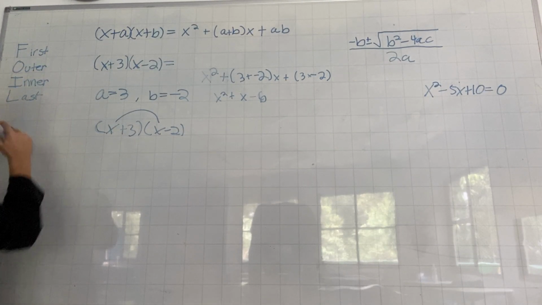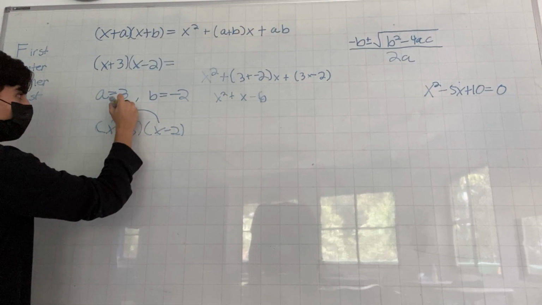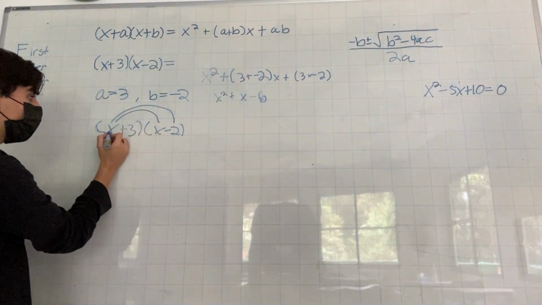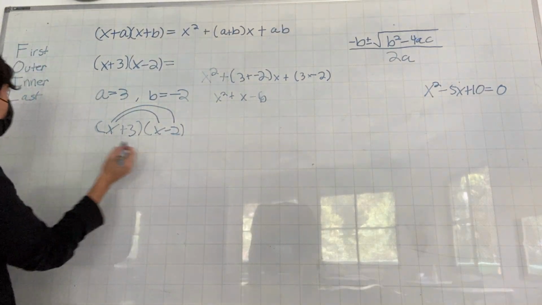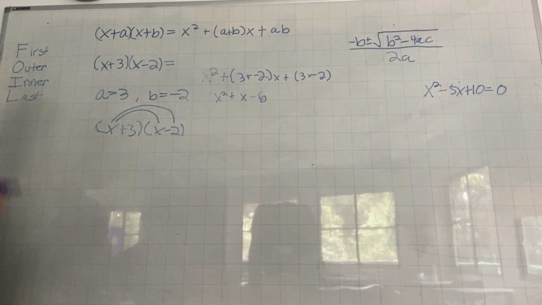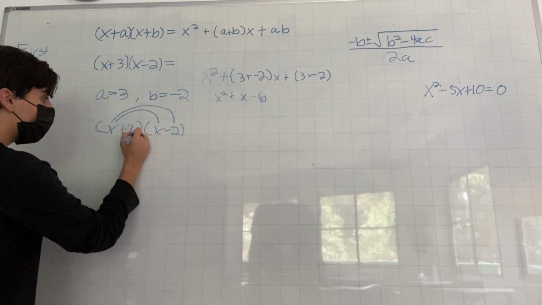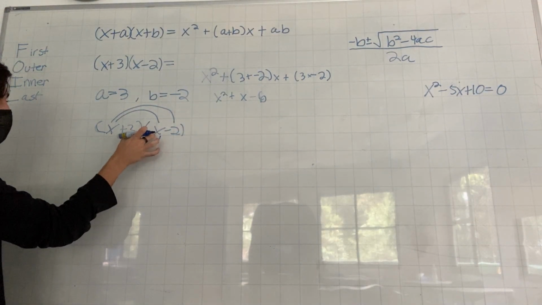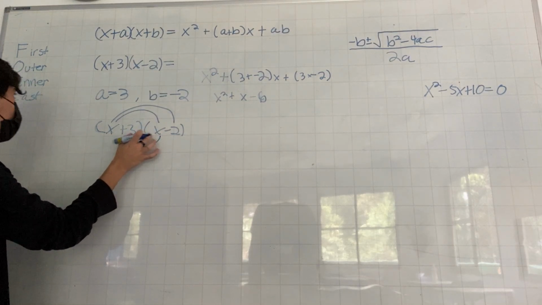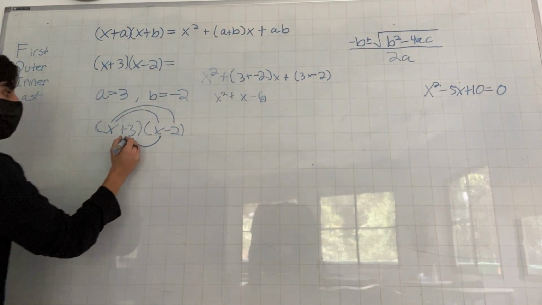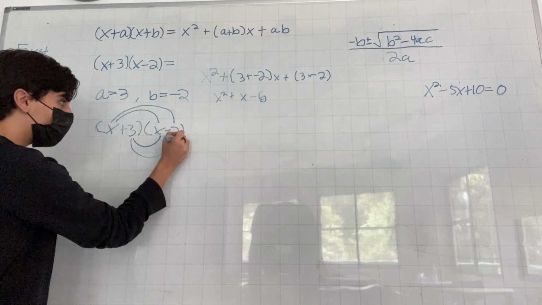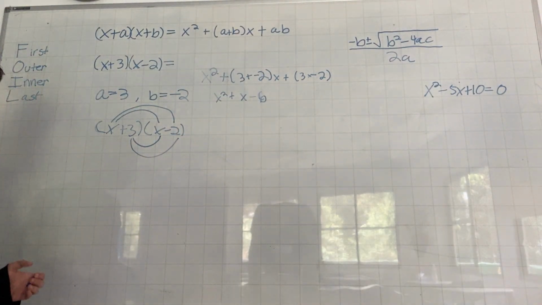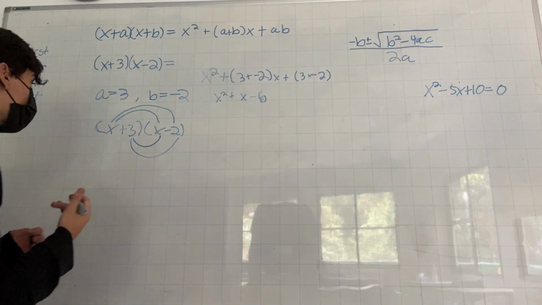Then there's the outer. So now you do the first term times the outer term, the last term of the second binomial. So x times negative 2. Now there's the inner, stands for the I, which is just the last term of the first binomial times the first term of the second binomial, because it's the inside, right? That is the last, which is the last term times the last term of the second binomial as well. So now all we're going to do is just multiply and add them together.